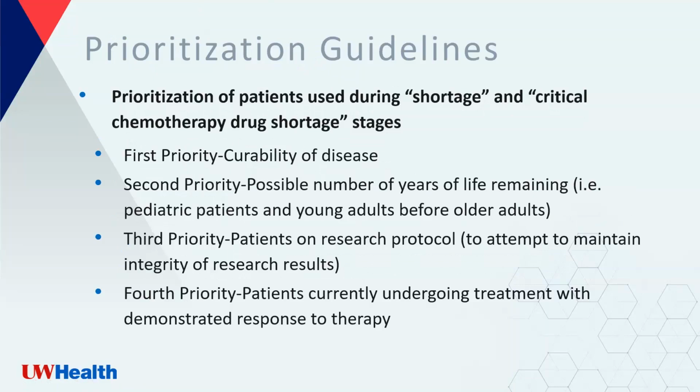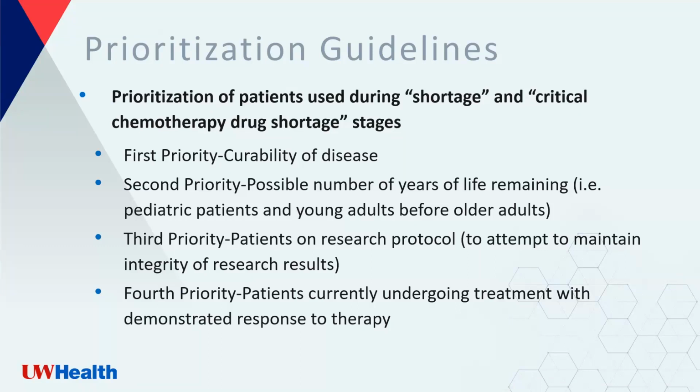So how we prioritize patients, this is used especially during the critical chemotherapy drug shortage stages, but we also start thinking about it during just the shortage phase. The first priority is the curability of the disease. A good example for the dacarbazine is we had a number of patient-specific requests for single-agent dacarbazine for adult sarcoma patients who are not curable, and they're obviously trying to extend the life and normally would not be a problem. But obviously, since we use dacarbazine to cure Hodgkin's lymphoma, those patients should have the first shot at getting the drug.